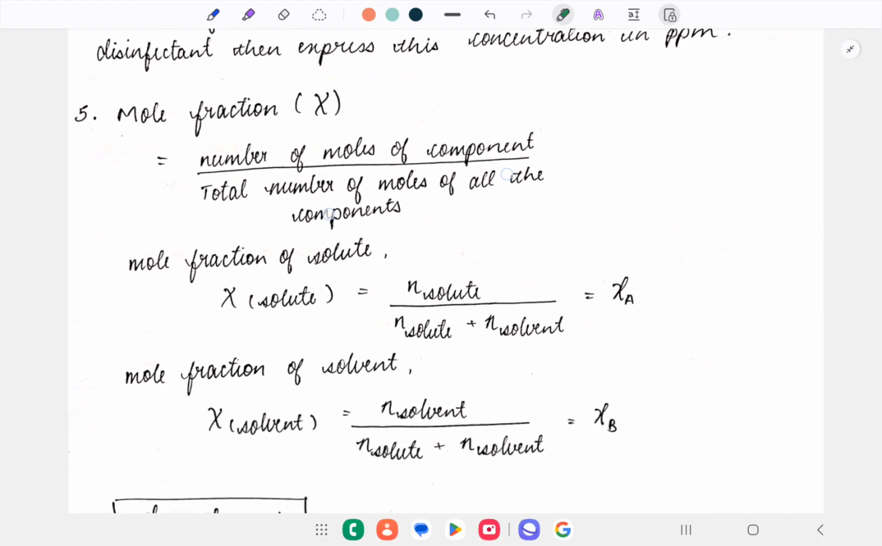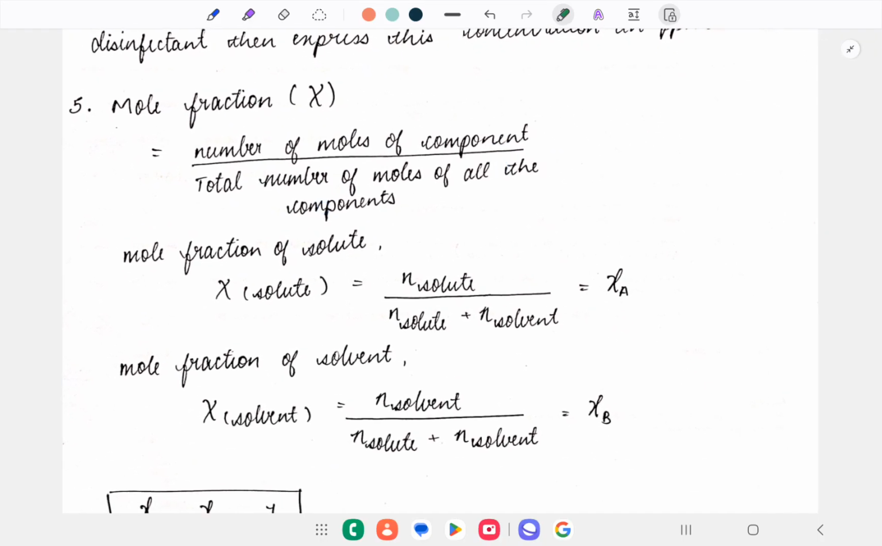Next, moving to the next concentration term, that is mole fraction. So what is a mole fraction? It is the ratio of the moles of one component to the total number of moles of all the components present in the solution. So it is commonly represented by this symbol. So the formula is number of moles of the component by total number of moles of all the components.